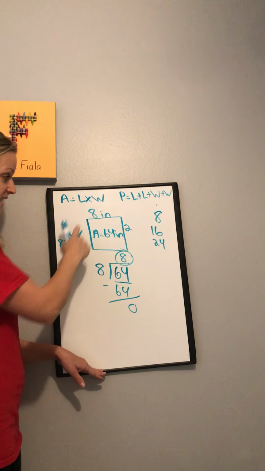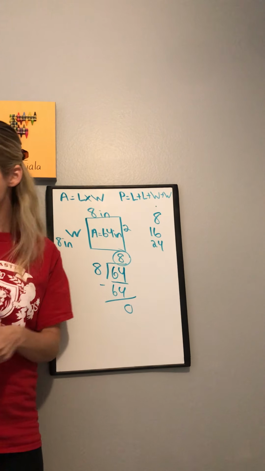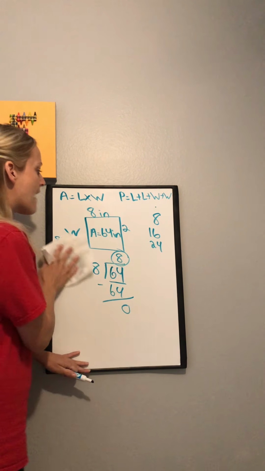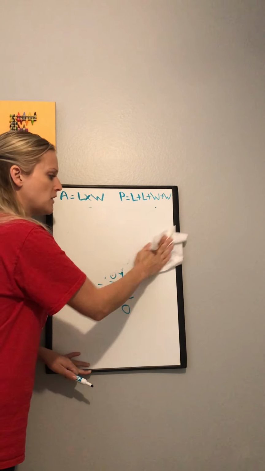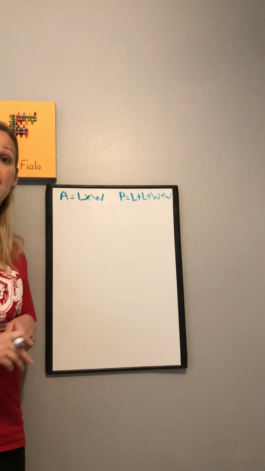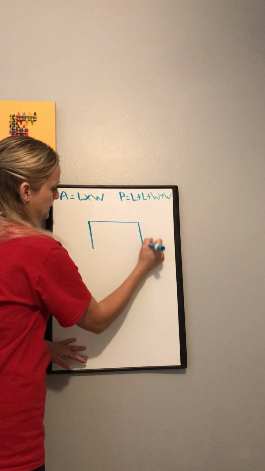Okay? This is actually not a rectangle, it is a square. Remember, a square, all the sides are equal. So if you're ever given a problem that tells you it is a square, you know that all the sides are going to be the same length. Okay? So here's another example.